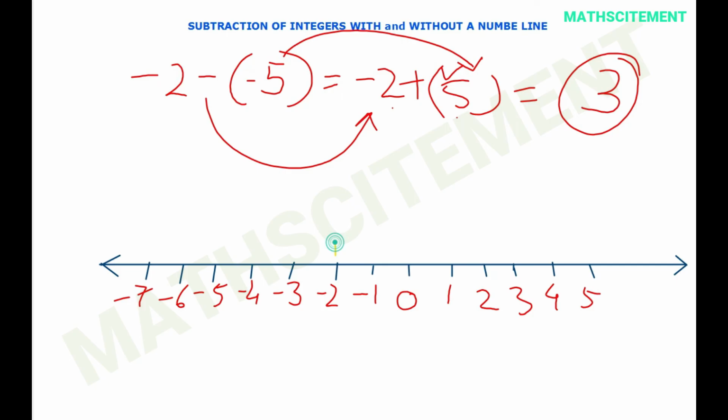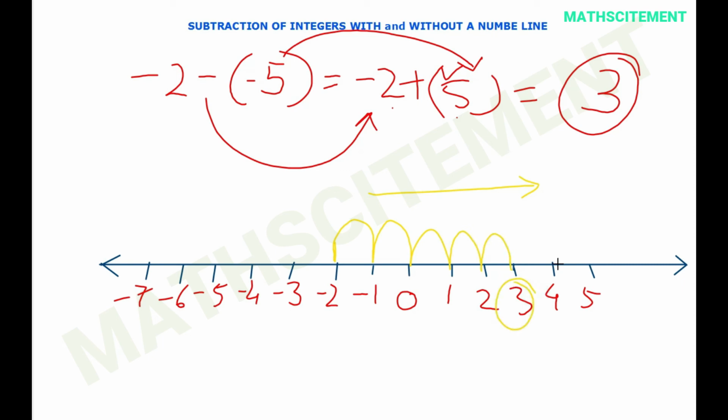Let's do it on a number line. The starting position will be minus 2, which is our first integer. And to add a positive integer, we move right. So we move 5 steps to the right and we reach positive 3.